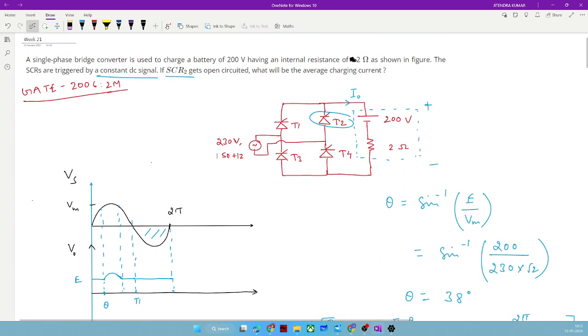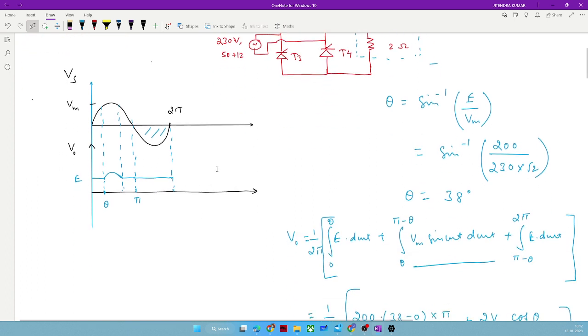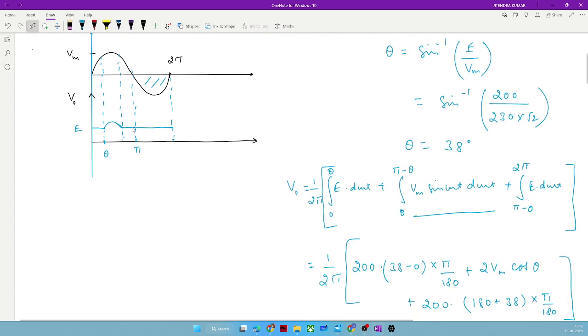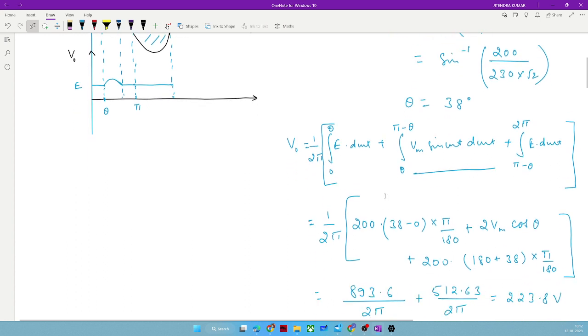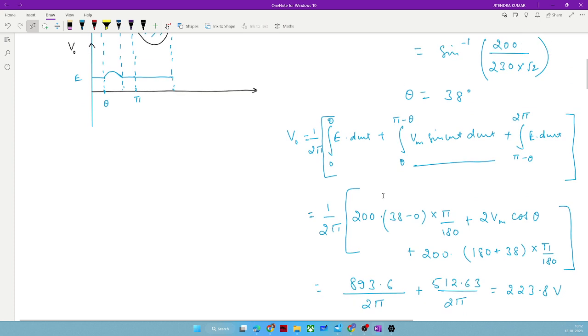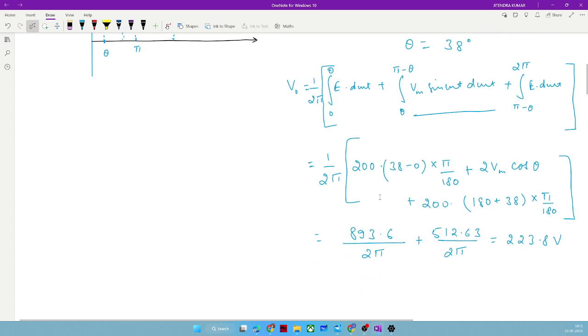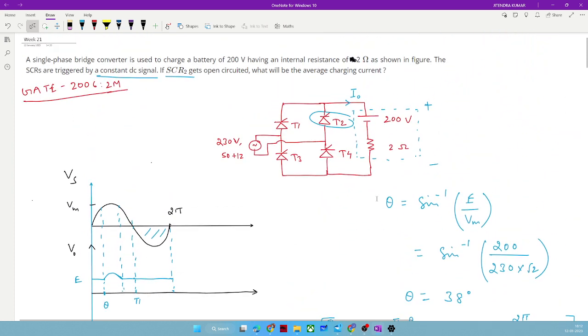So first you need to identify the nature of the output voltage waveform, which is very easy to identify just after analyzing which switch is conducting at what instant, and then you will get a clear idea. And once you get the output voltage waveform, then it would not be a big task to calculate the integration of that. Now, if V naught is done, we need the average charging current.